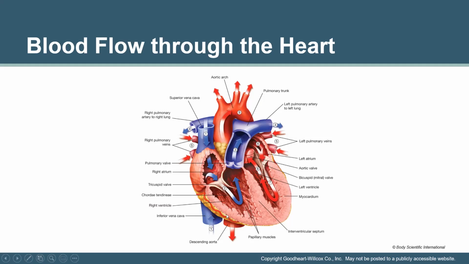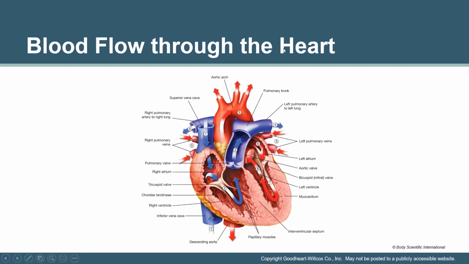Once blood enters the right ventricle, it will be pumped up into what's called the pulmonary trunk, but it has to pass through the pulmonary semilunar valve first. The pulmonary trunk will then branch into a right and left pulmonary artery. These pulmonary arteries are taking the deoxygenated blood to the lung so that it can do a carbon dioxide oxygen exchange there.